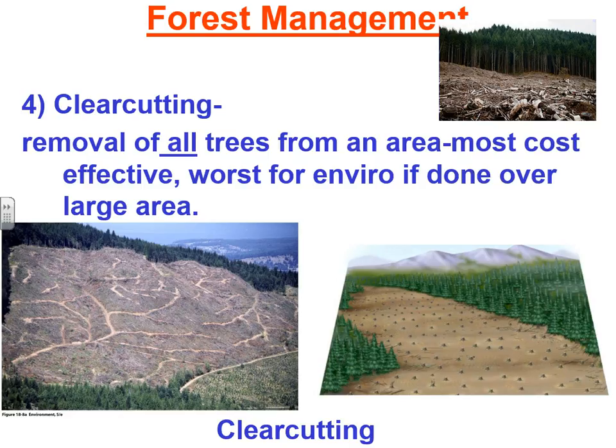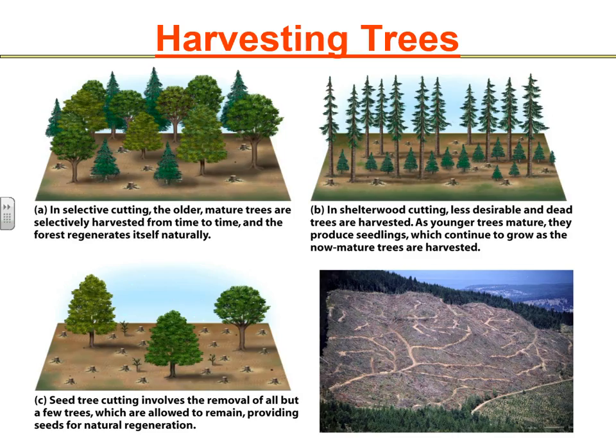To contrast all four of them, there's a picture in your textbook. Looks like this. And it just briefly goes through that. If you look at the top left-hand corner, again, that's selective cutting. Here we have older, mature trees that are selectively harvested from time to time, and it allows the forest to regenerate. Again, this is the best for the environment as far as erosion and biodiversity, but it is not profitable for a timber company.